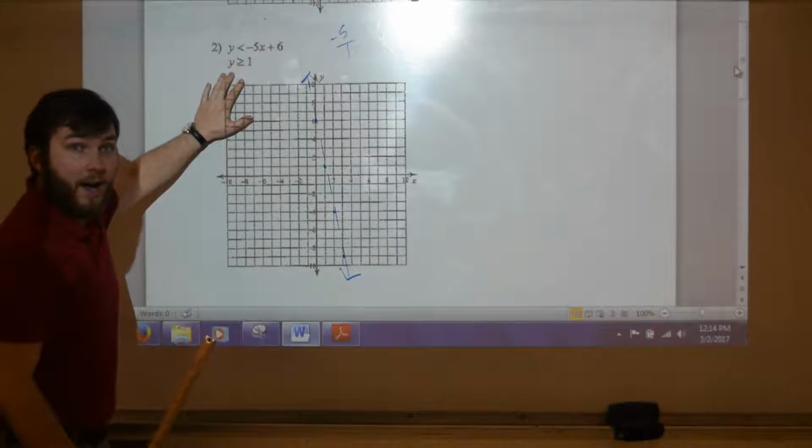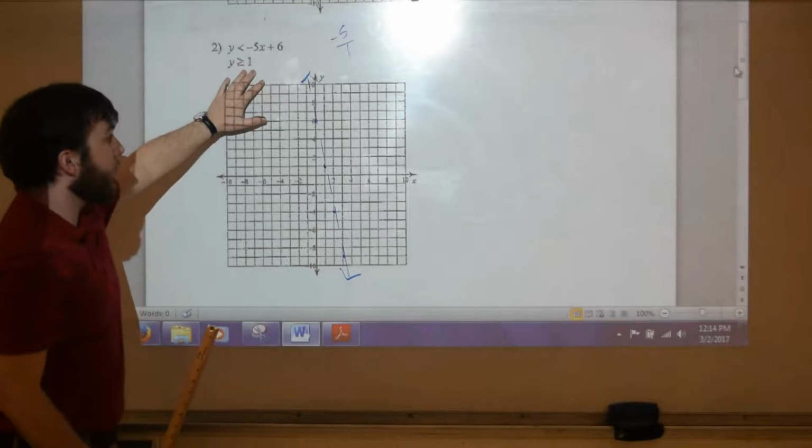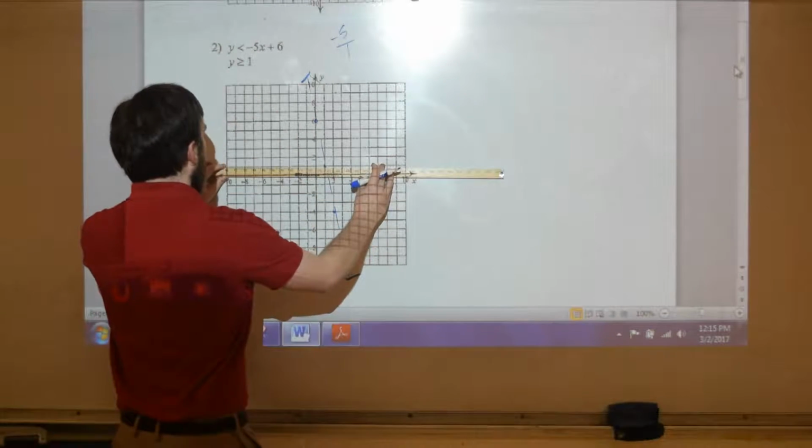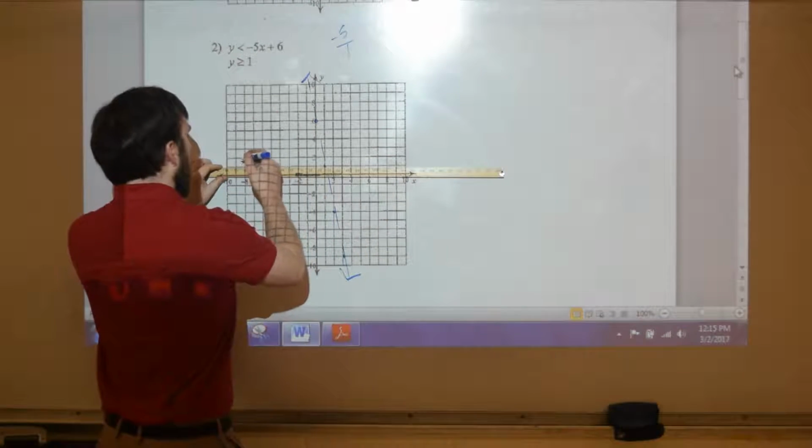Remember, when it is y and then a number, that is a horizontal line. This one's going to be solid. So draw a horizontal line on 1.